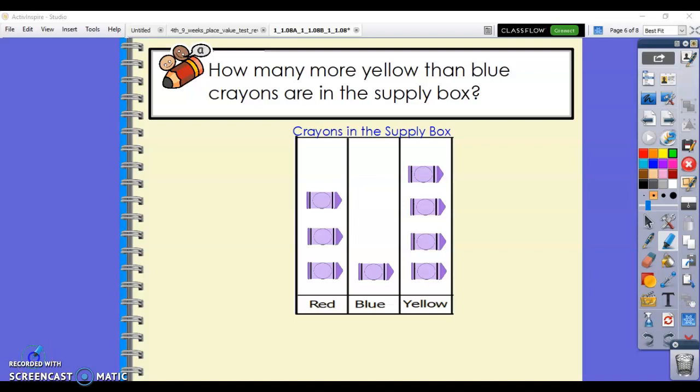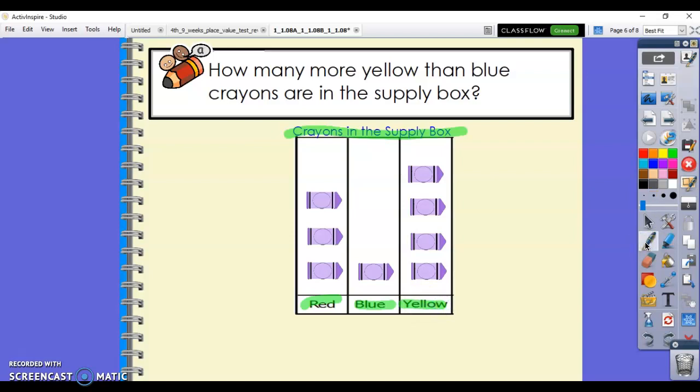Today we're going to be working on answering questions based off our data that's been collected in a picture graph. So here I see my picture graph. It says our title is Crayons in the Supply Box. The colors that they've used are red, blue, and yellow. Let's see how many of each of these crayons we have.